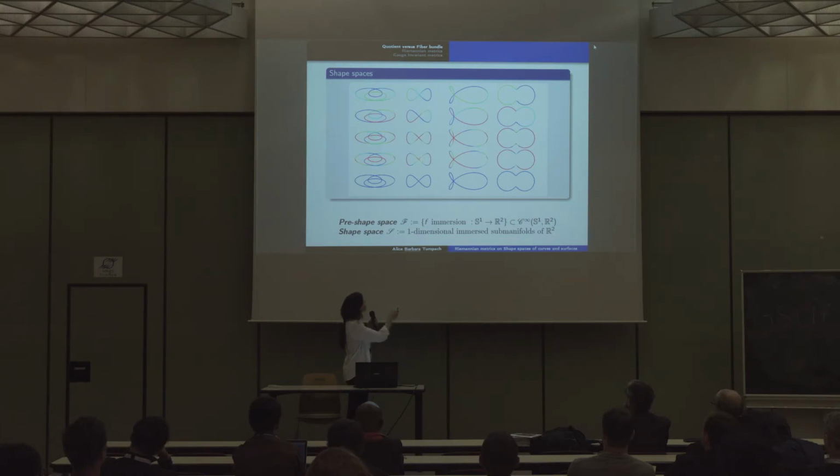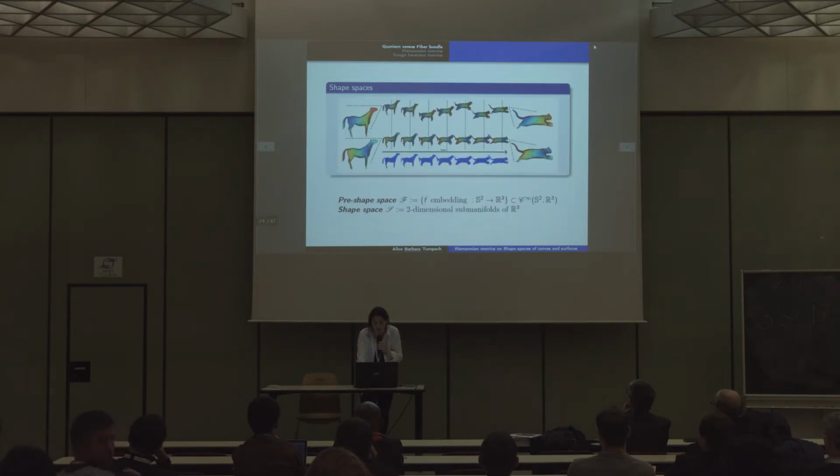And so you have this fiber bundle, and we call the pre-shape space the total space of this fibration, and shape space can be defined as one-dimensional immersed submanifold. So in this case, one-dimensional submanifold in R2. Another picture involving surfaces. Here again, you have this fiber bundle structure.